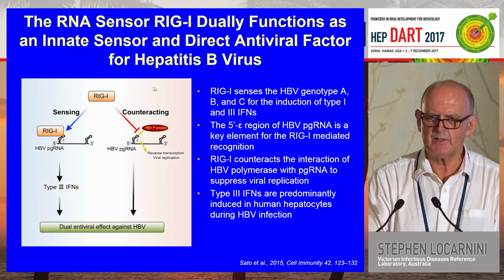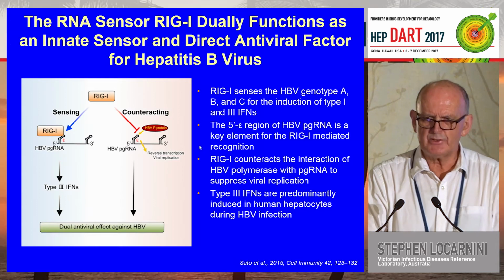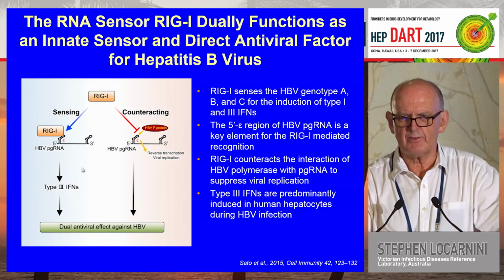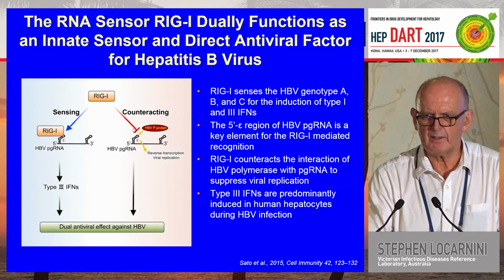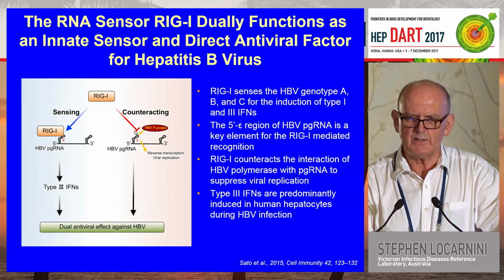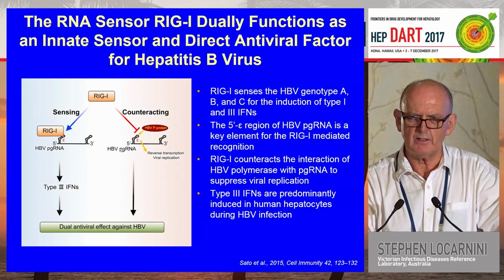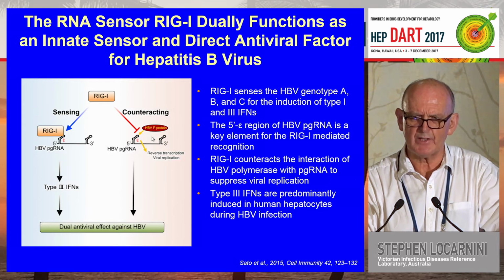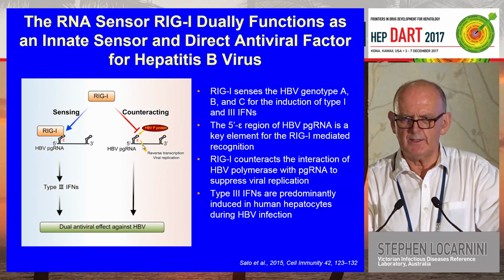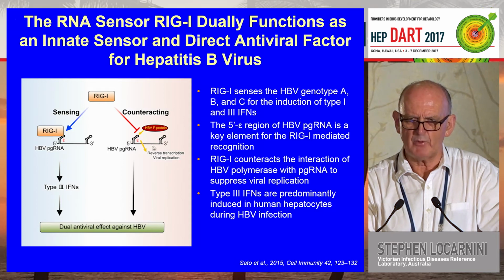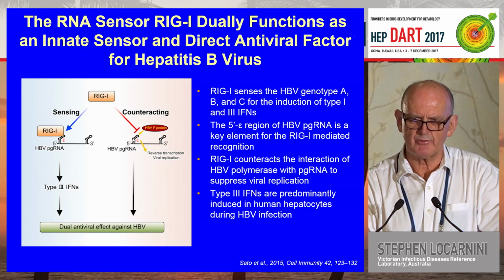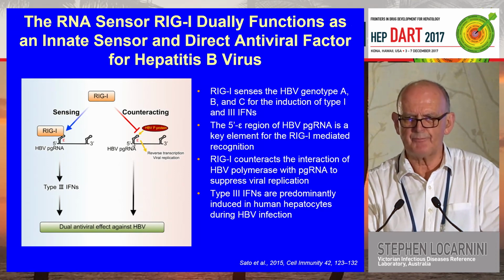Studies from Charlie Rice's group showed that, as well as driving a type 3 interferon response in hepatocytes, RIG-I can, by recognizing the 5' epsilon structure of the pregenomic RNA, interfere with the reverse transcription reaction. You might remember that the reverse transcriptase is generated in cis from its own pregenomic RNA molecule, folds back onto the epsilon structure, primes reverse transcription on the bulge, and is then subsequently translocated. RIG-I, by recognizing this pathogen-associated molecular pattern, or PAMP, of the 5' epsilon RNA, actually blocks this whole reaction.